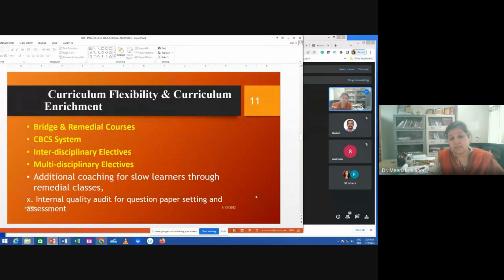If I relate this to the curriculum, it means providing curriculum flexibility and curriculum enrichment. We have talked a lot about flexibility, right?